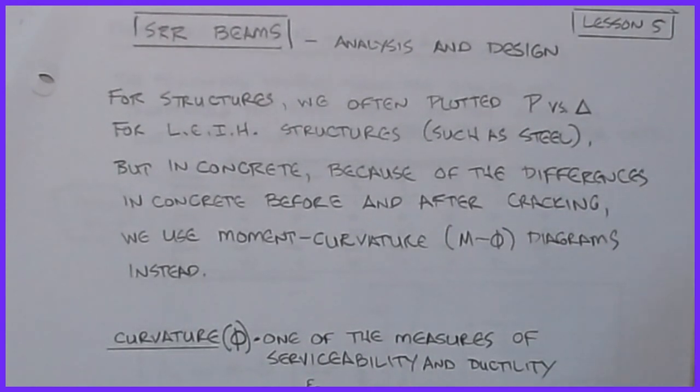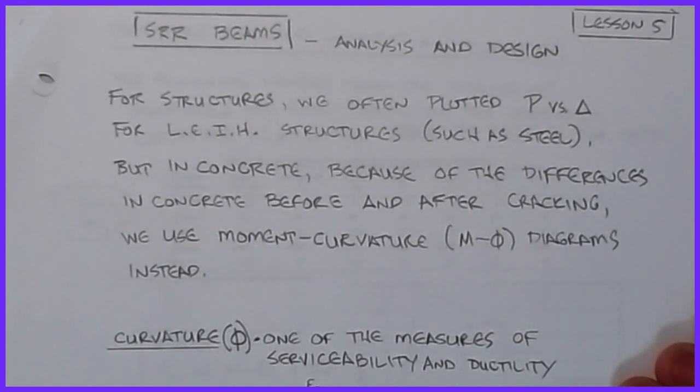All right. Now, if you recall from your basic steel design class for structures, we often plotted a load versus deflection relationship for structures that met our assumptions of LEIH. And remember, LEIH is linear, elastic, isotropic, homogeneous material. So structures such as steel, it worked pretty well. But in concrete, what we know is that concrete has some differences that occur to it throughout its life. And there are actually 3 different regions that we're going to be considering in this.